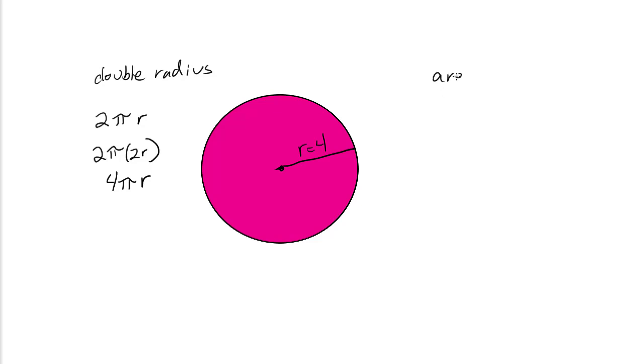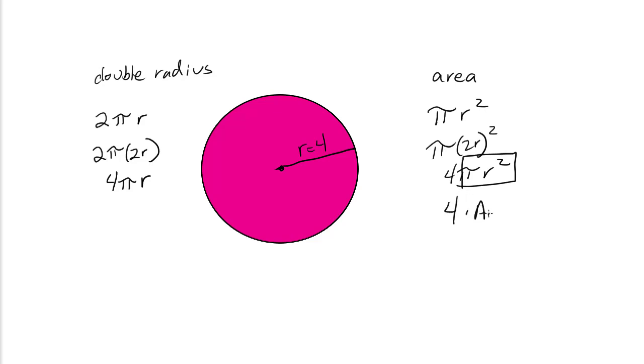How about area? What happens when I double my radius? The area is pi r squared. It's proportional to the square of the radius. So if I double my radius, I would plug in 2r for r, which in turn is 4 pi r squared. R squared was our original area, so this is really 4 times my original area. Notice my area factor quadrupled. It did not just double when I doubled my radius.